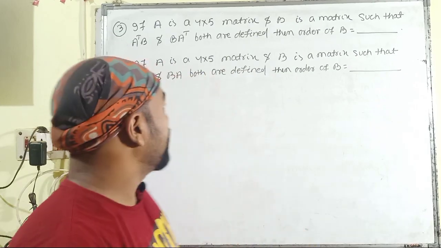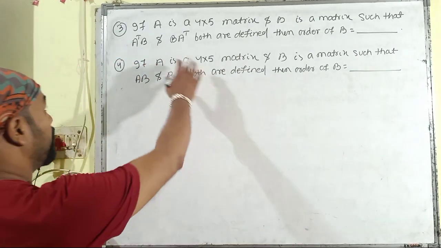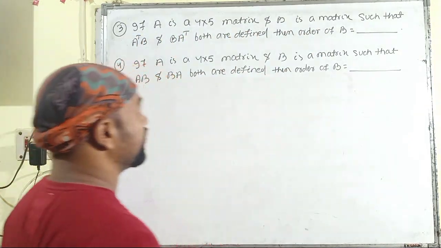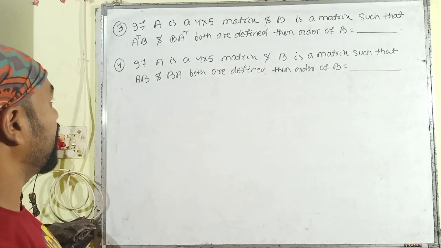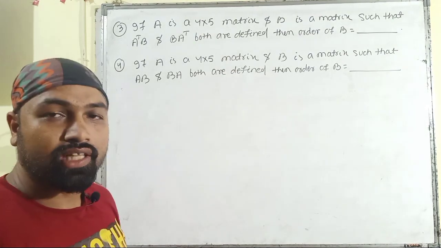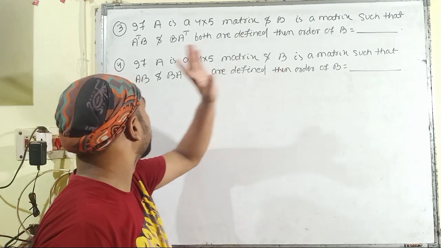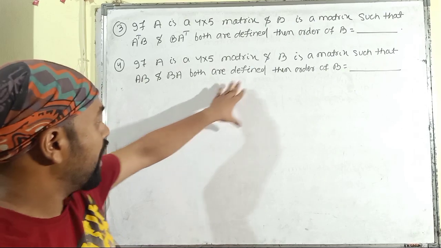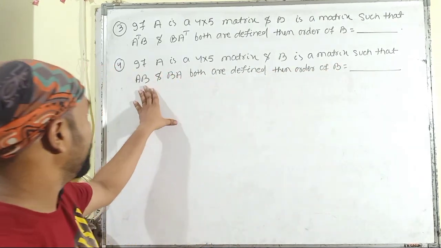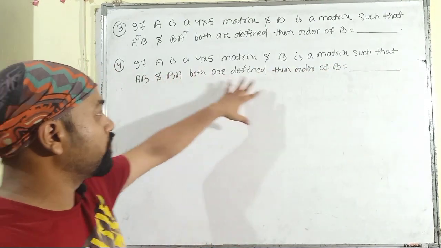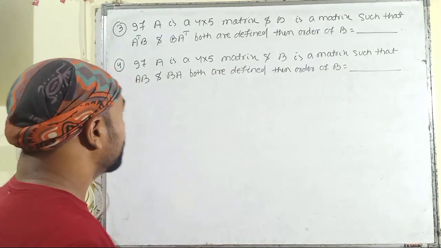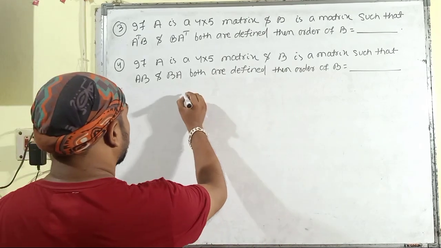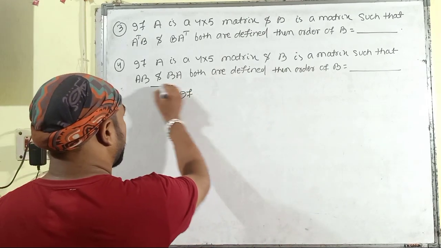Let us go through problems number 3 and 4. Problem number 3: if A is a 4 cross 5 matrix and B is a matrix such that A transpose B and B A transpose both are defined, then we have to find the order of the matrix B. And in number 4, if A is a matrix of order 4 cross 5 and B is a matrix such that AB and BA both are defined, then we have to find the order of the matrix B. The two problems are based upon a single fundamental, and the fundamental is here.